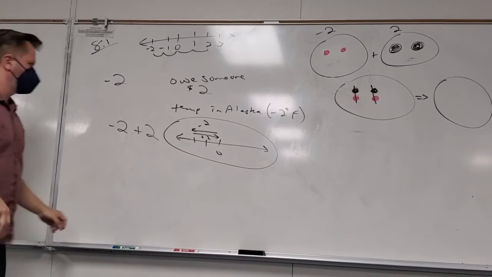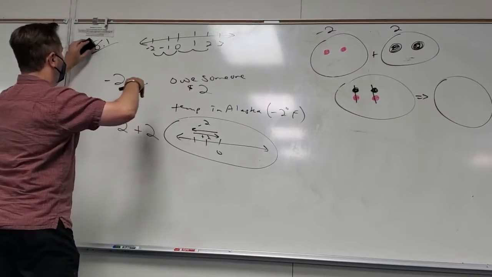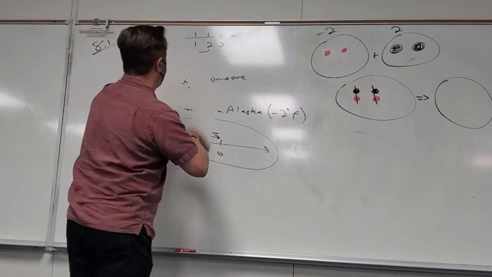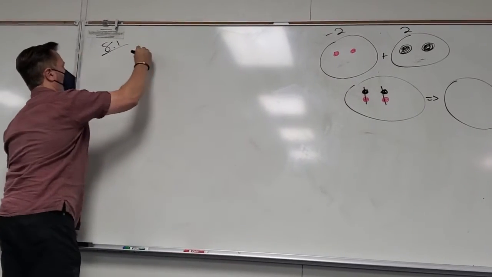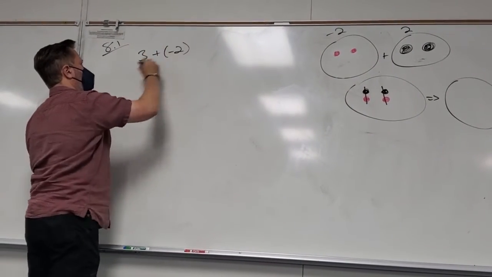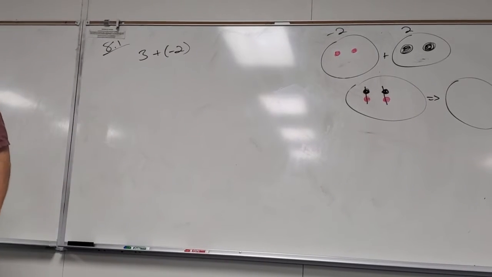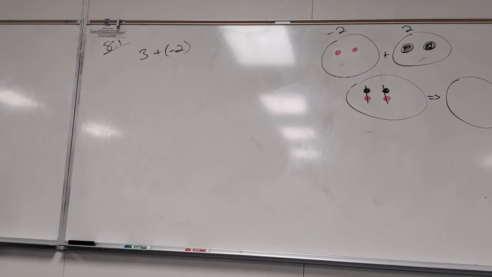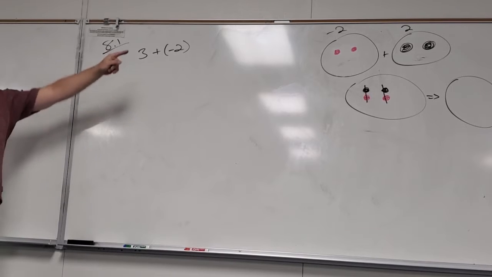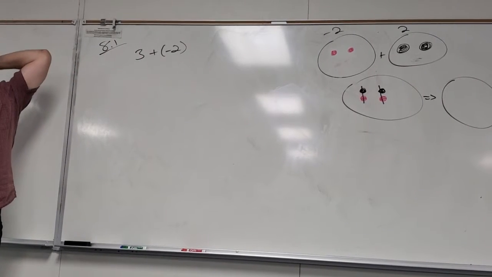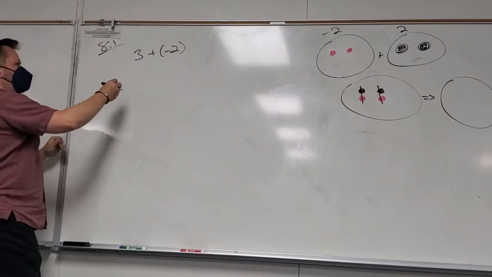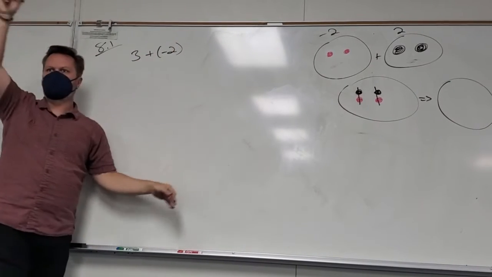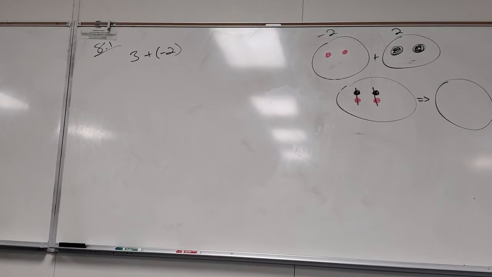Okay, so let's actually start moving in that direction. If I had a problem like, you guys do this real quick, 3 + -2. Let's do it that way first. On your paper, if you don't have red and stuff, you can just put R, B, B, B, whatever. Or you can even put pluses and minuses if you want to.